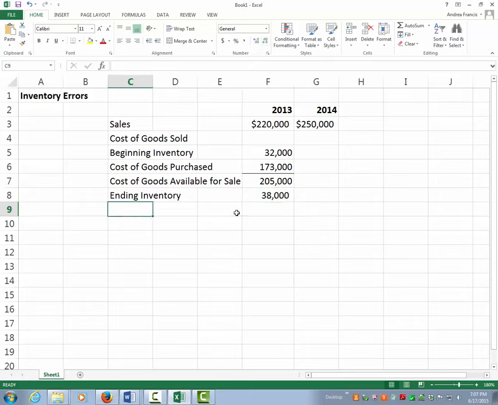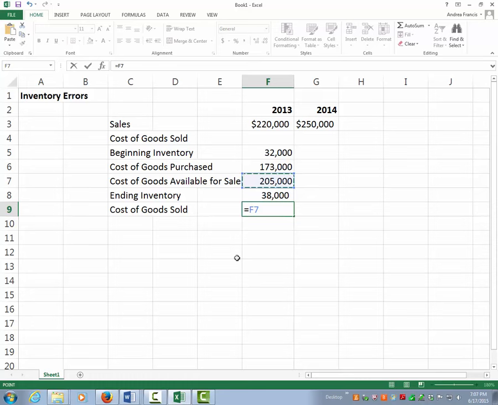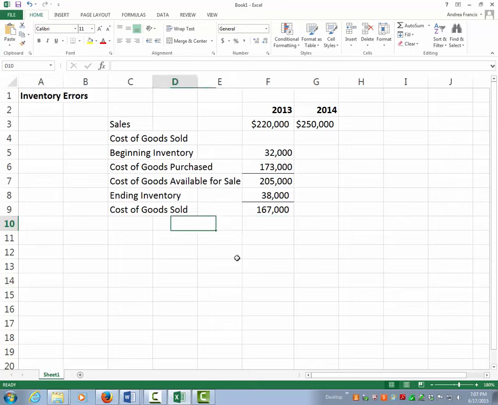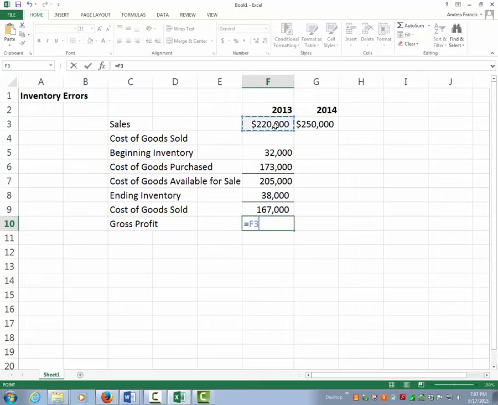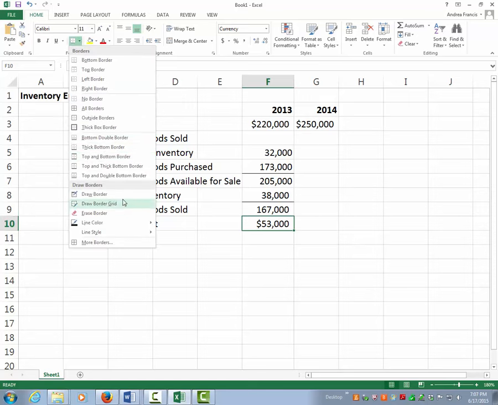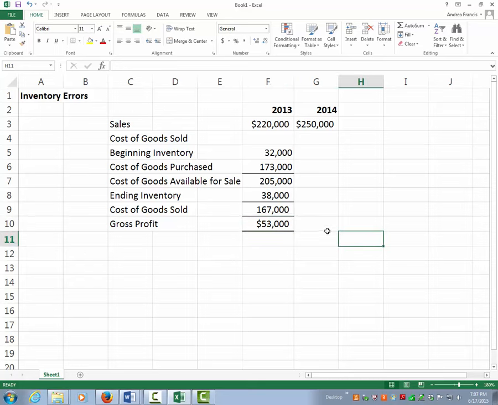So now we want to figure out what our cost of goods sold amount is going to be. So put a line over there and you say cost of goods available for sale minus ending inventory is cost of goods sold. So instead of the 161 that we had previously, we now have 167. And then we have gross profit, and the way we calculate that is sales minus cost of goods sold. So gross profit is 53,000. That is also where this income statement ends. So even though this is not net income, I'll just draw a double underline to show that we are done.